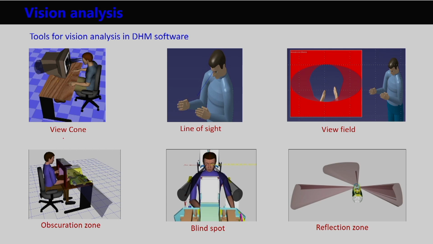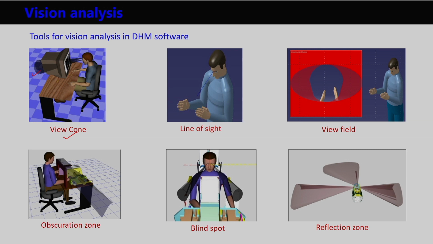Now, moving to part 2, where we are discussing the vision and ingress egress evaluation in vehicle workstations. So, there are various types of vision analysis tools available in different digital modeling software. Software to software it varies. So, for example, there is this type of view cone we can create from the eye point. We can create view cones of varying angles. You can see here that we can create a view cone of 15 degrees, 30 degrees.